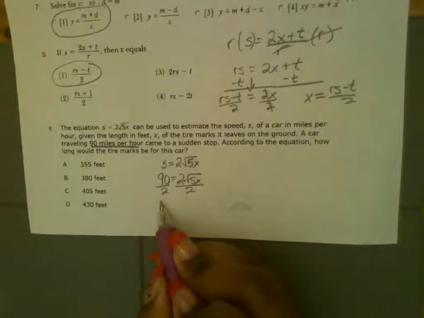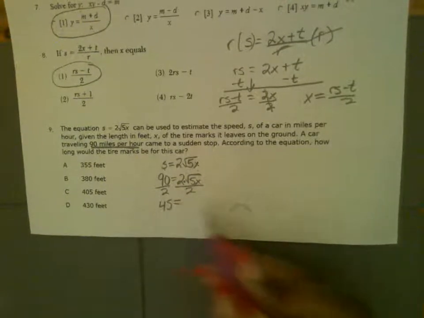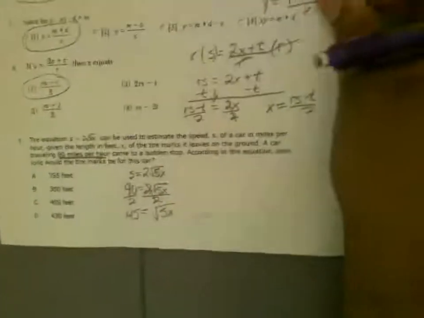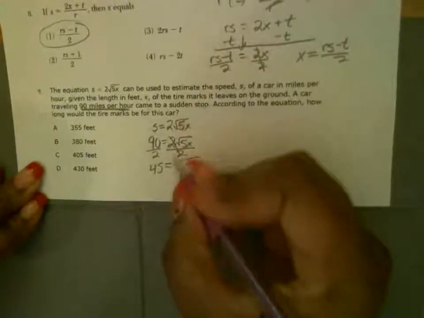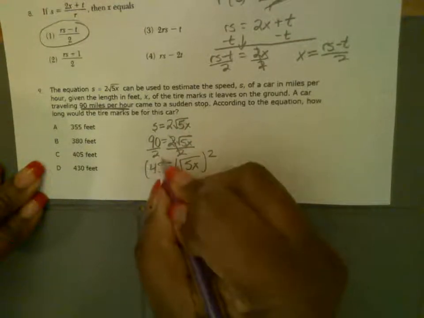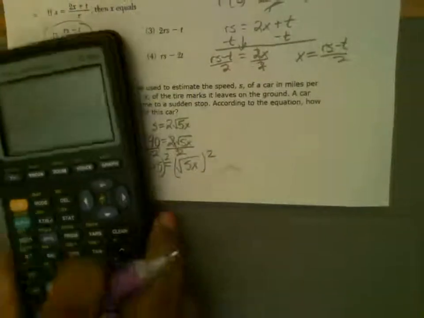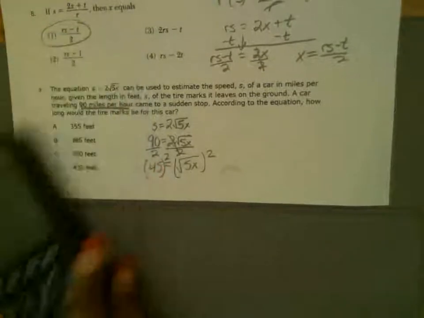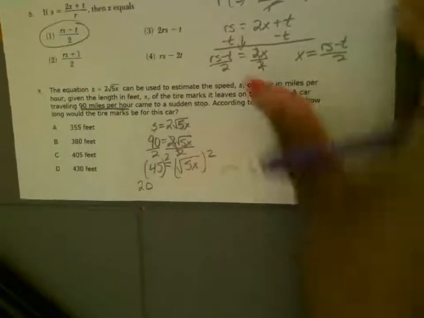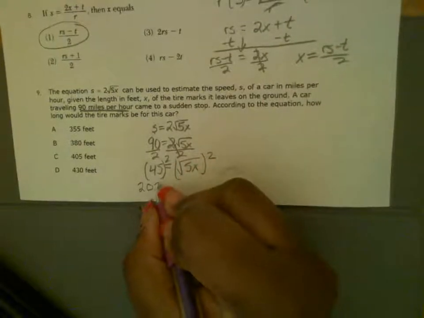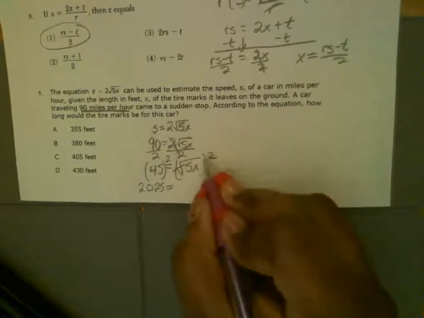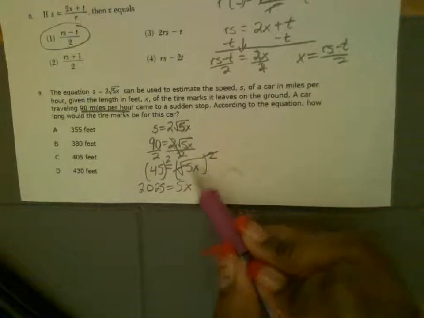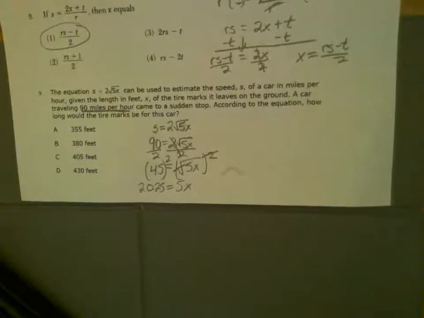90 divided by 2 gives me 45. Bring down the equal. So the 2's are gone, and we're left with the square root of 5x. So to get rid of the square root, the opposite of square root is to square the number. So we're going to square 45. So squaring 45 is 45 times 45, right? So this is going to be 2025. And this is gone, and we're left with just the 5x. All right, so squaring a square root gets rid of the square root. They cancel each other out.